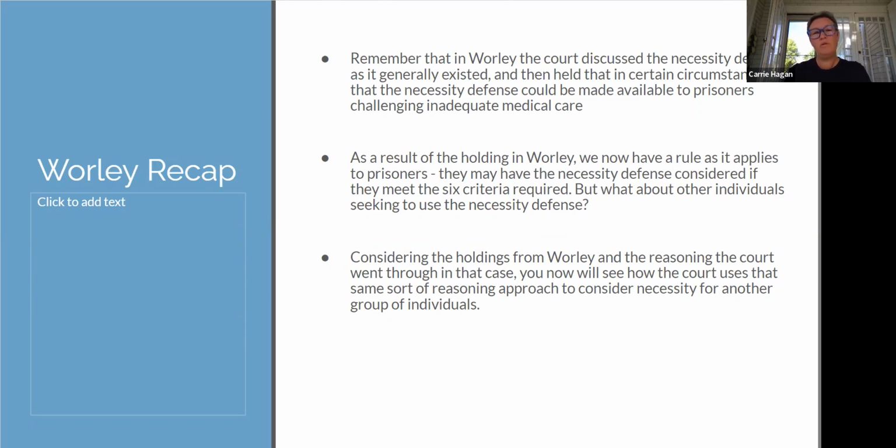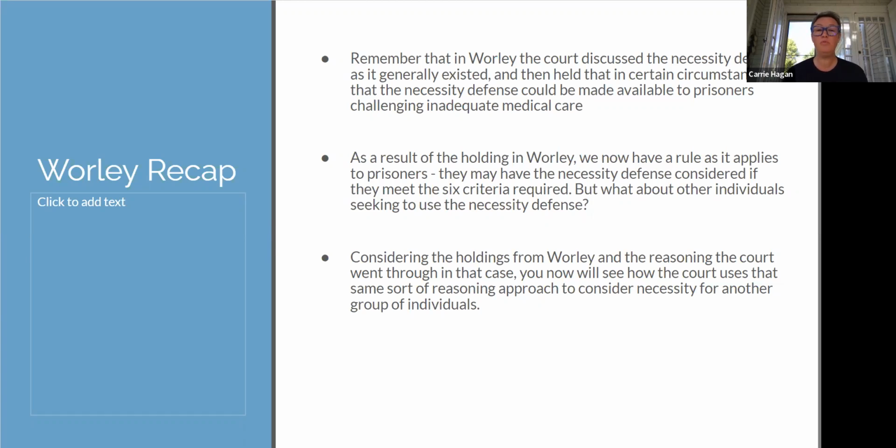So remember that in Worley, there were two kind of small issues. The first was, did the trial court make an error when they refused in allowing him that defense? And the other was, should we extend the necessity defense to folks in Worley's situation? Well, the answer that the court came to was that yes, we can extend the necessity defense as being an option to consider to prisoners in Worley's situation if 6 criteria are met.